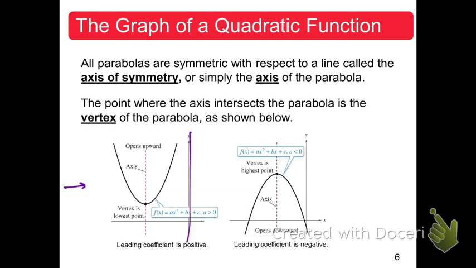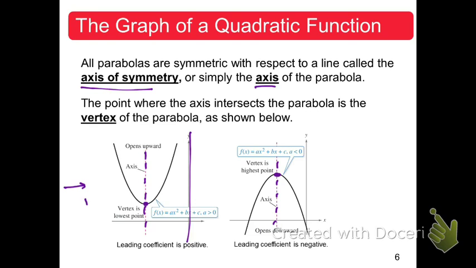Each parabola has what we call an axis of symmetry, and we're just going to call it an axis, which it is symmetric to. So this line here is our axis, and then this line here is our axis. The point where this axis of symmetry hits the parabola, this point here and this point here, are what we're going to call the vertex.